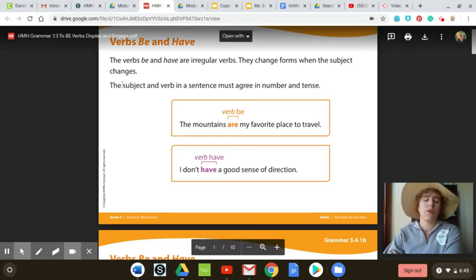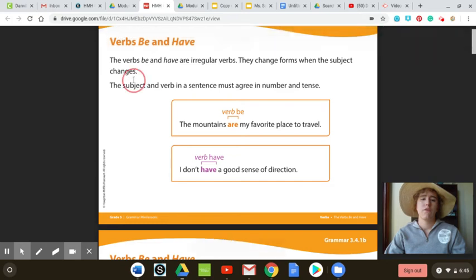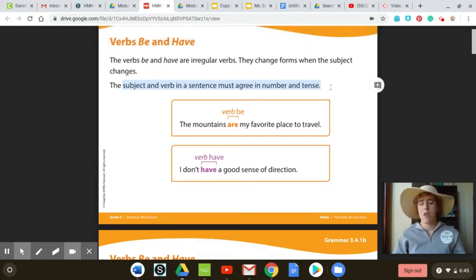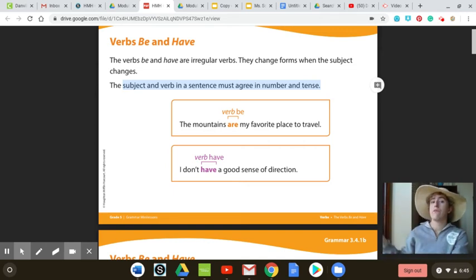You also need to, when you look, your subject and your verb in a sentence, they must agree in number and tense, okay? So that means that they need to agree in the amount. So if it's singular, there's just one thing, okay? One mountain versus many mountains, which would be plural. And it also needs to agree in tense. So it needs to agree in a sense of, is whatever's happening in the past? Is it happening in the present, or is it happening in the future?